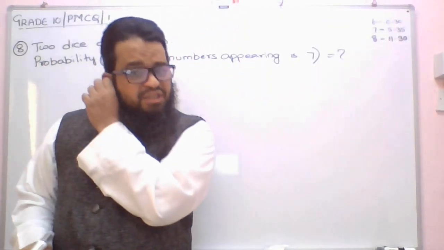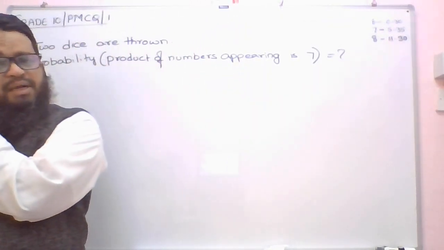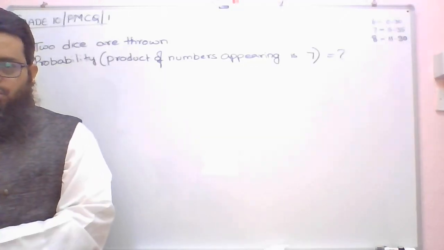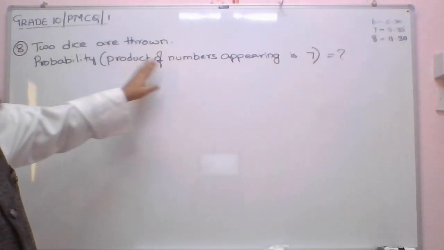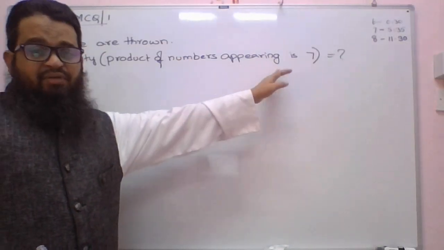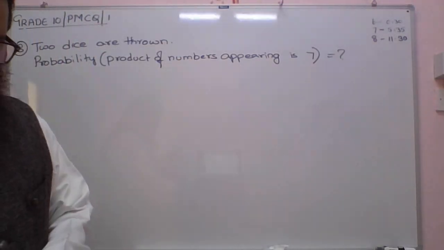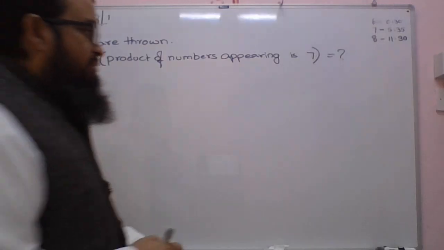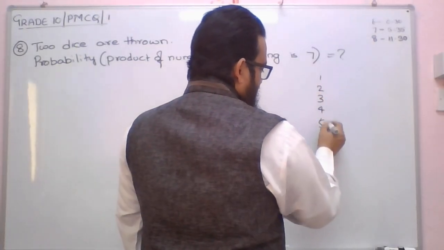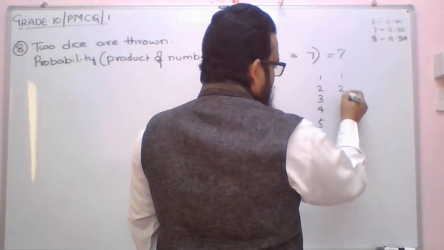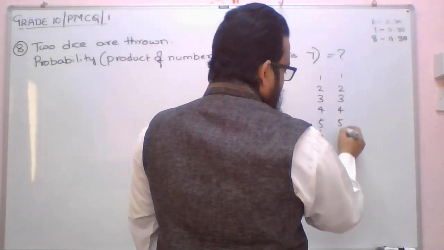Since this question is asked in MCQs: two dice are thrown. Find the probability so that the product of numbers appearing is 7. Product is 7. For example, since it is for MCQs, I tell you, first dice you have 1, 2, 3, 4, 5, 6. And second dice it will be 1, 2, 3, 4, 5, 6.